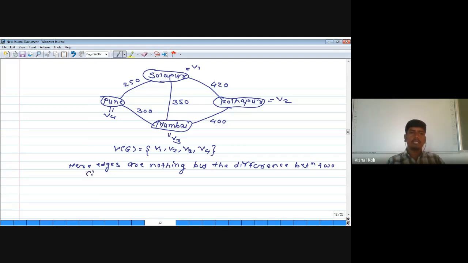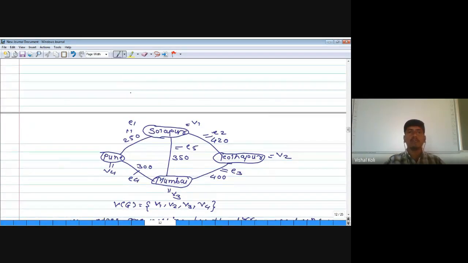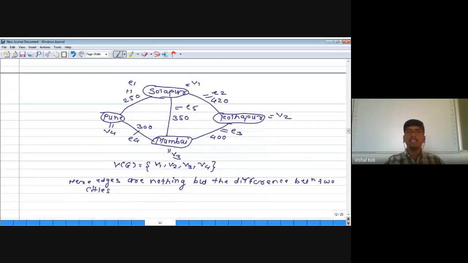Two cities. There are, I think, 5 edges in this graph: E1, this one is E2, E3, E4, and E5. Therefore, this will be the graph which contains 4 vertices and 5 edges, where vertices are nothing but the cities and edges in this graph are nothing but the distance between the 2 cities. Therefore, we can use the graphs to calculate the distance between any 2 cities.